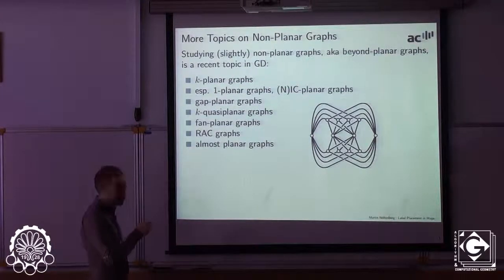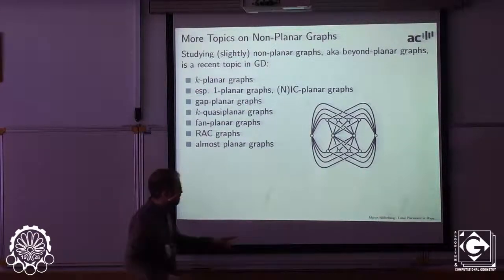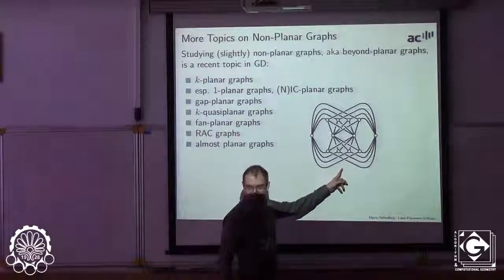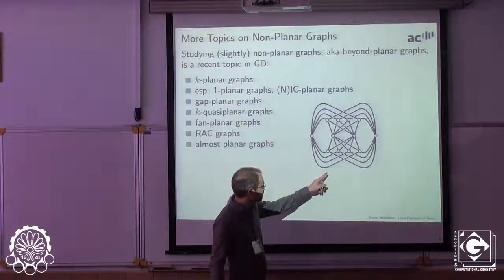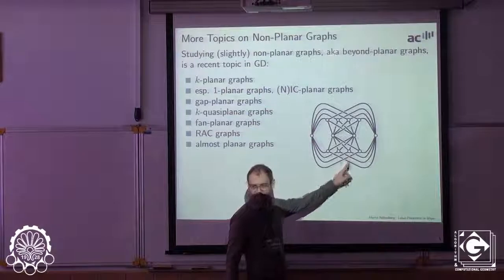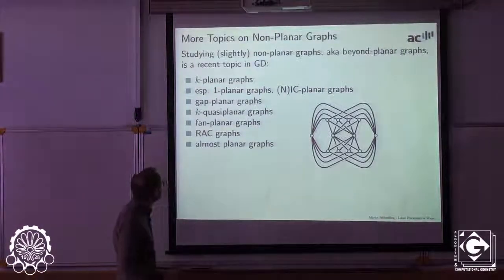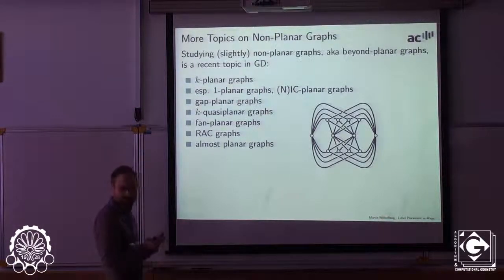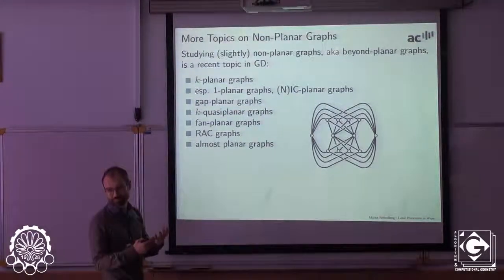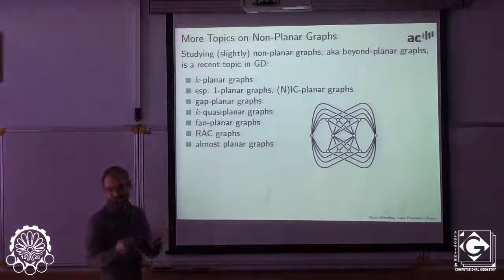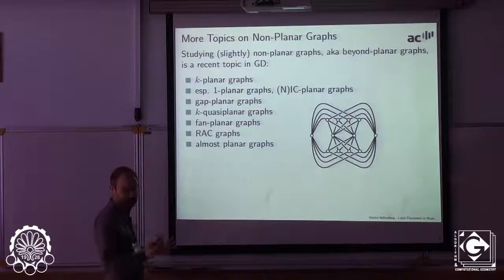Interestingly, recognizing planar graphs you can do in polynomial time. Recognizing one-planar graphs is NP-hard. There are also notions like gap-planar graphs, which are somewhat related to the edge casing model that we've seen, where you try to minimize the number of gaps that you have. Quasi-planar graphs are graphs where no k edges pairwise cross, so you exclude somewhat triangles or k-fours and so on.